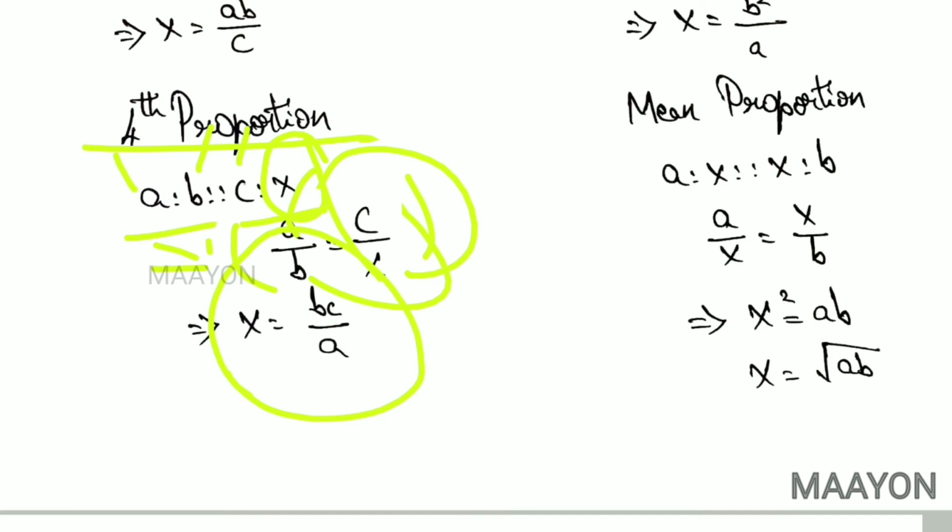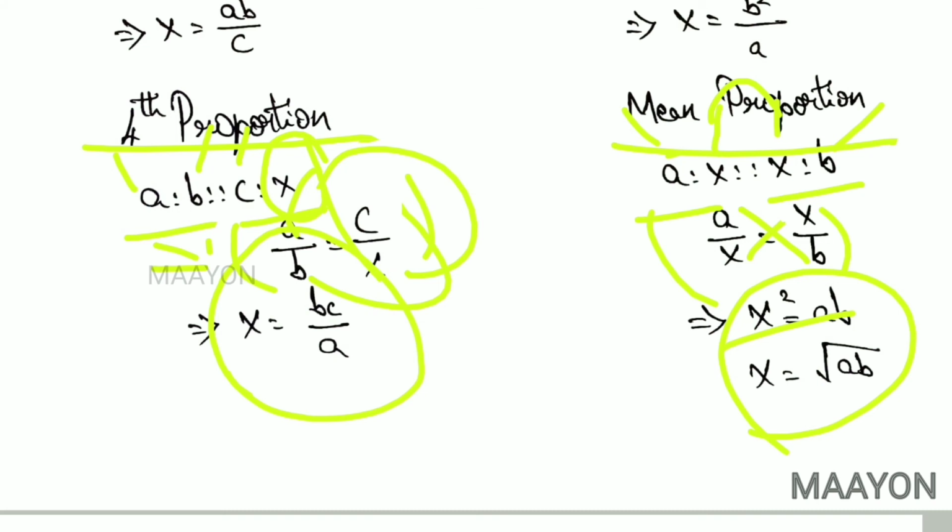Now the fourth type, mean proportion. Here A is to X is proportionate to X is to B. So the ratio A is to X is equal to X is to B. So the first term would be A, second term would be X and here in the second ratio also the first term would be X. So the X term is common in both the cases. Then the third term would be B. Now finding the X, we are just taking the X in the denominator to the right side in the numerator and bringing the B to the left side with A. So X square equals to AB and X equal to root AB would be the mean proportion.